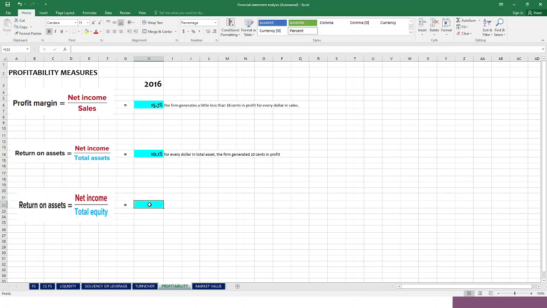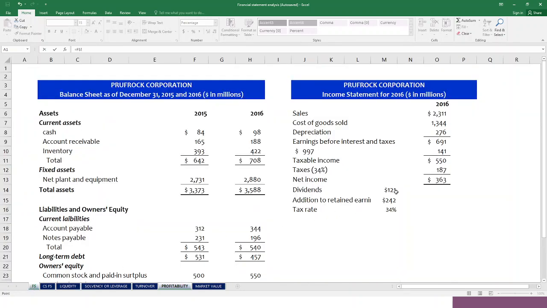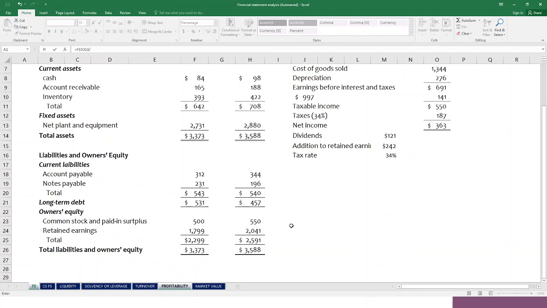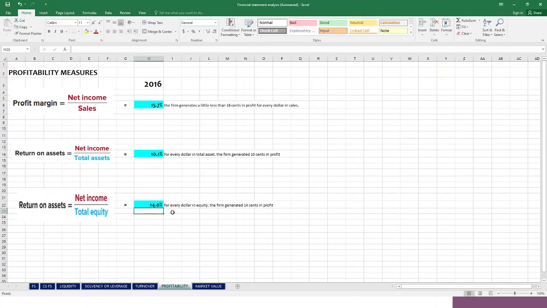Then for return on equity, net income over total equity. The net income is this. We divide this by the total equity. The total equity is this. So enter. 14%. For every dollar in equity, the firm generates 14 cents in profit.